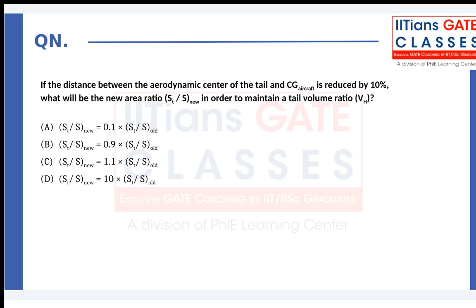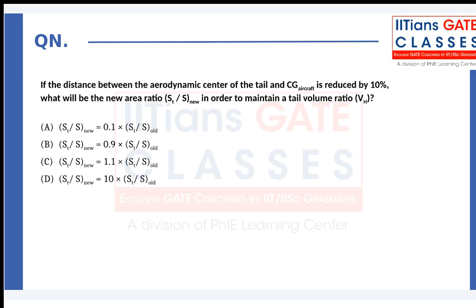If the distance between the aerodynamic center of the tail and the CG of the aircraft, same quantity, okay? If the distance between the aerodynamic center of the tail and CG of the aircraft is reduced by 10%, what will the new area ratio, ST by S new, be in order to maintain the same tail volume ratio? So VH for the two cases should be same, and your LT is reduced by 10%. So what will the new ST upon S ratio be?